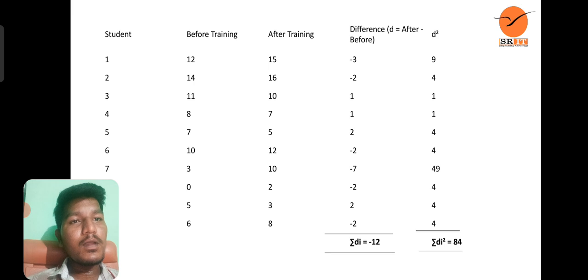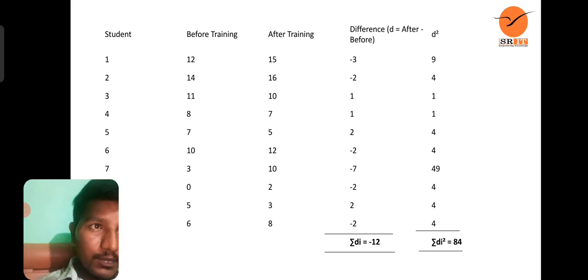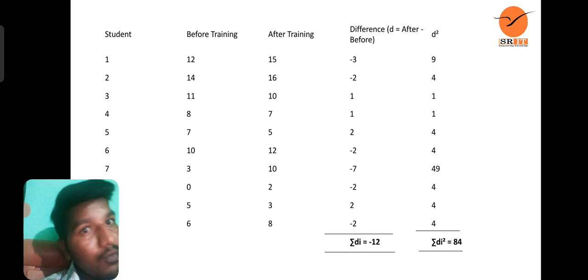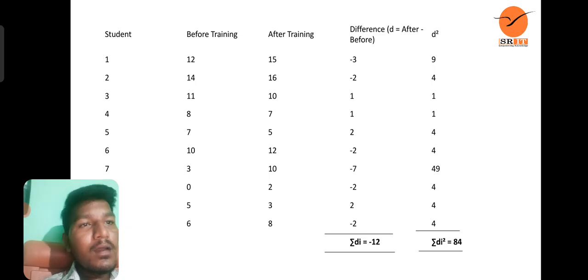Coming to the problem, there are 10 students, with scores before training and after training, and the difference between them. The values of d square are: for 1 it is 9, for 2 is 4, for 3 is 1, 4 is 1, 5 is 4, 6 is 4, 7 is 49, 8 is 4, 9 is 4, 10 is 4. The sum of di square is equal to 84 and the sum of di is equal to minus 12.